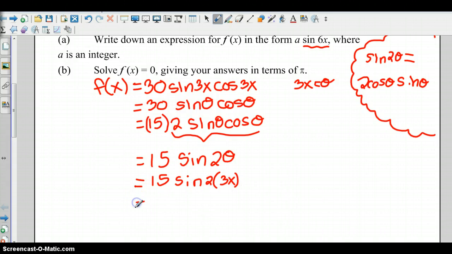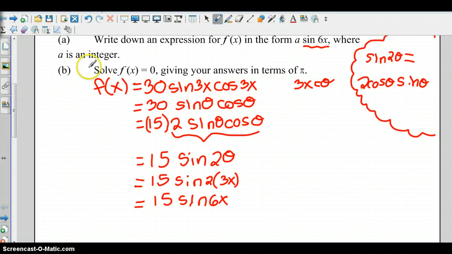Well, now if I simplify, I have 15 sine 6x. And that is exactly what I wanted, right? 15 sine 6x. That's what I wanted, and that's where I've come to. So great. Now I have used my trig identity to replace my 2 sine cosine, and I have it in the form that they'd like me to have. This makes it a little bit easier because now I'm just dealing with sine instead of sine multiplied by cosine.